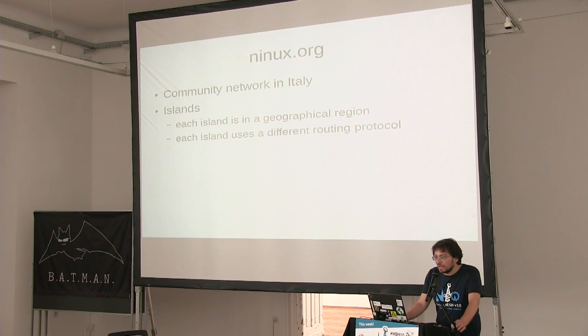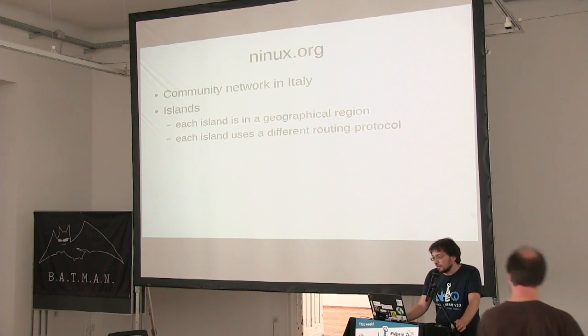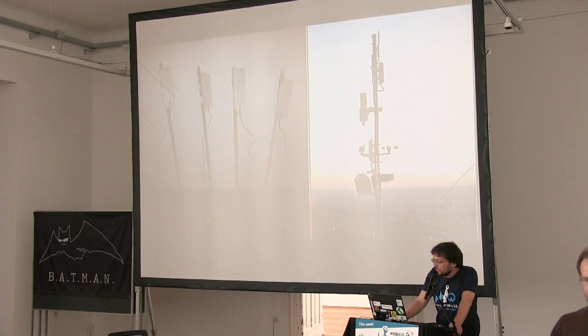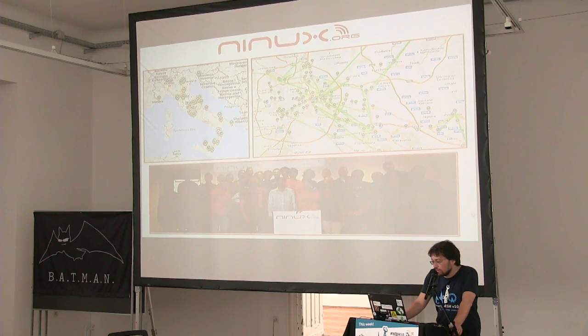We have different islands which correspond to different mesh networks located in different parts of the country. Here we have some nice pictures from our deployments. We have nanostations on broomsticks. We have some supernodes. We have different parts of Italy covered.